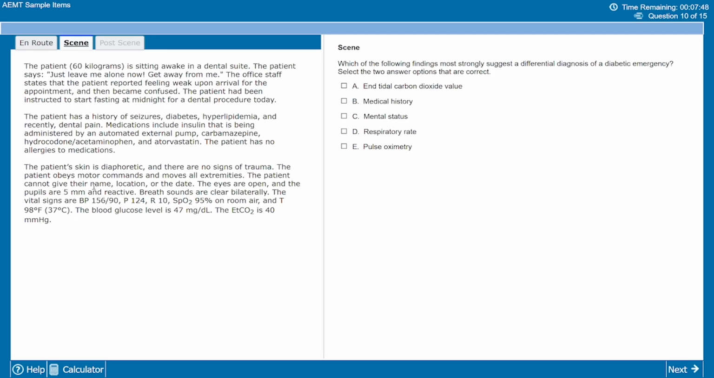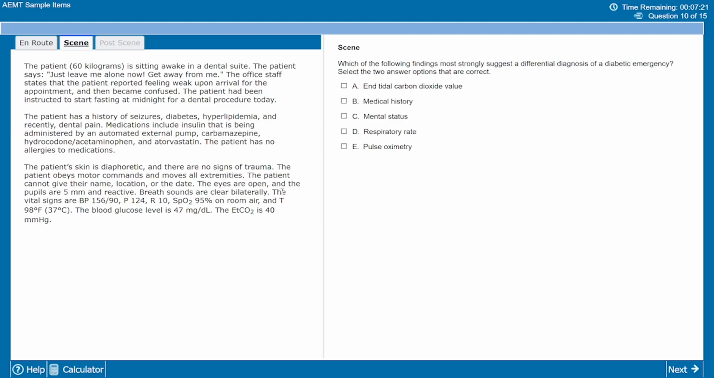The patient cannot give their name, location, or the date, okay? So whenever we see that part of the question, right off the bat, you should say, okay, if this is due to low blood sugar or hypoglycemia, right off the bat, they can't give their name, location, or the date. What medication can we not administer anymore? And that medication is oral glucose. So right off the bat, I cannot administer oral glucose.